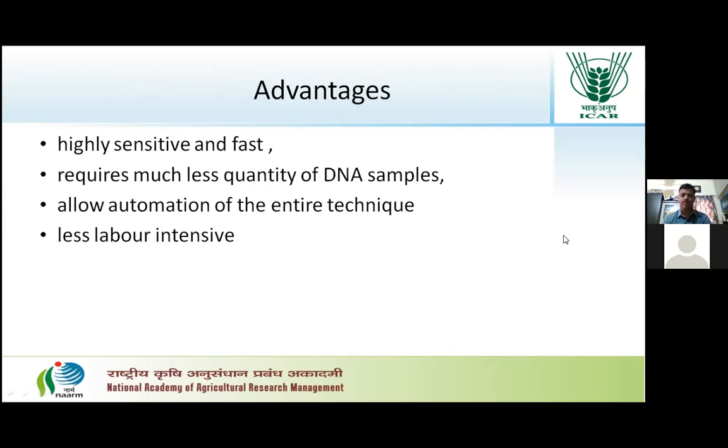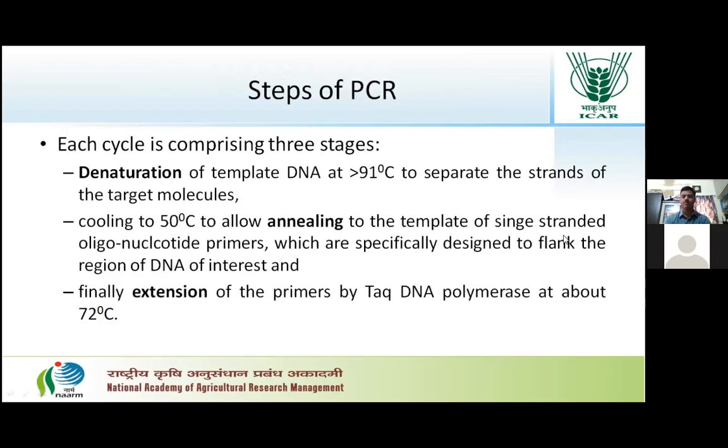As far as the advantages are concerned, these are very highly sensitive and fast techniques. It requires much less amount of DNA, and it is a totally automatic kind of technique, which requires less labor intensively. Basically, there are 3 to 4 steps in each cycle of the polymerase chain reaction.